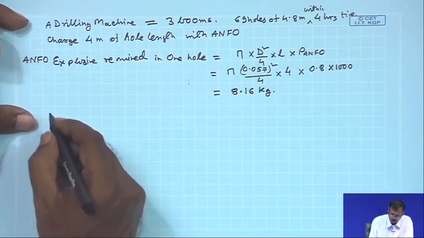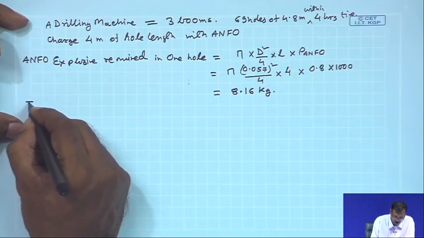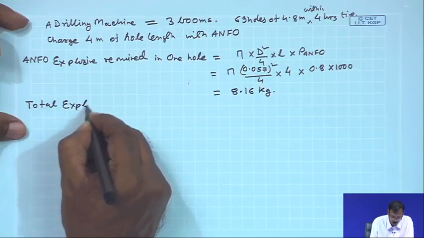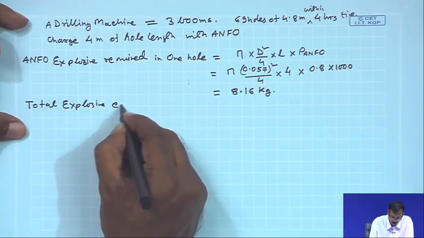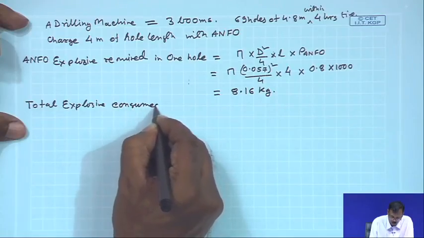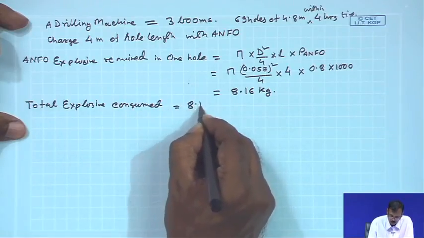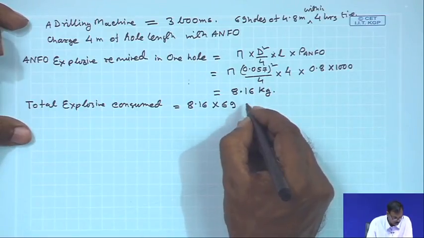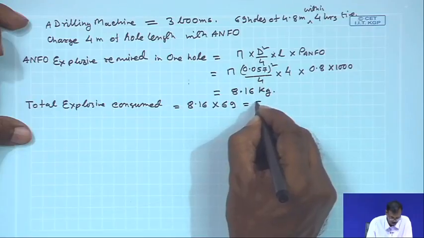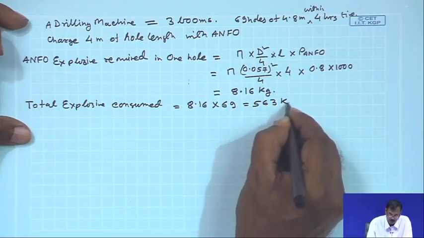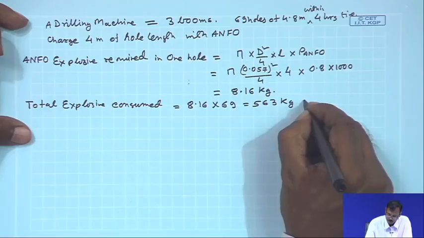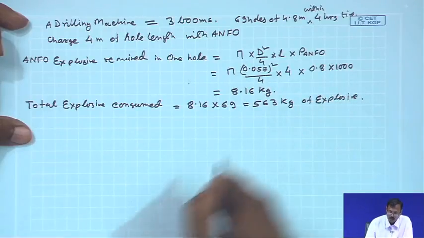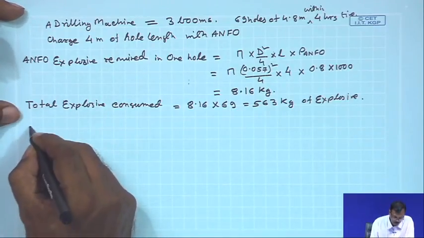So, the total explosive consumed is 8.16 into 69. That means it is coming around 563 kgs of explosive. Now, let us see what is the yield from the blast.